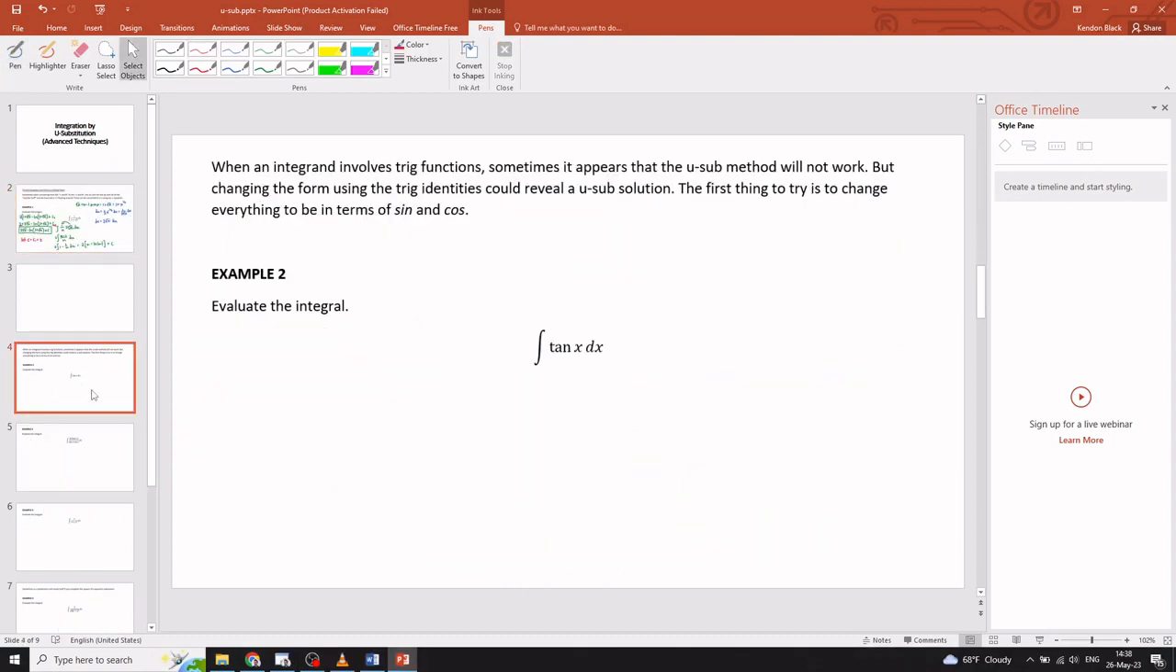And we have a hint at the top. When an integrand involves trig functions, sometimes it appears that the U-sub method will not work, but changing the form using the trig identities could reveal a U-sub solution. The first thing to try is to change everything to be in terms of sine and cosine. So here we have a very simple integral, just the integral of tangent x dx. And it doesn't look like a problem where you would use a U-substitution.